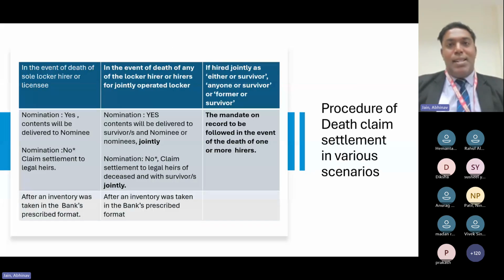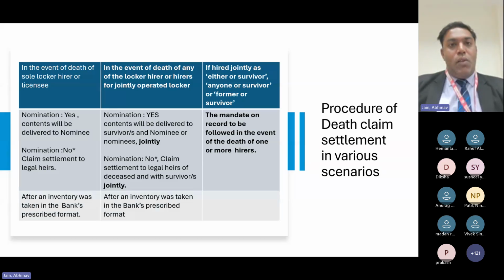Now, let us understand some procedure of death claim settlement in various scenarios. In the event of death of sole locker hirer or licensee, if nomination is given, no problem, give the content to nominee. If it is not given, legal heirs will come in picture, claim settlement would be done to them, and bank will make an inventory list.